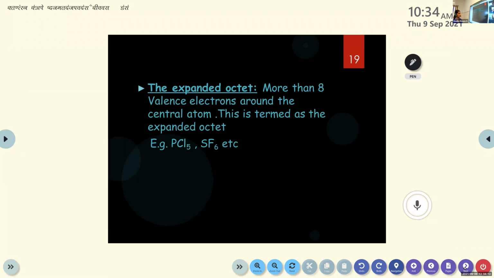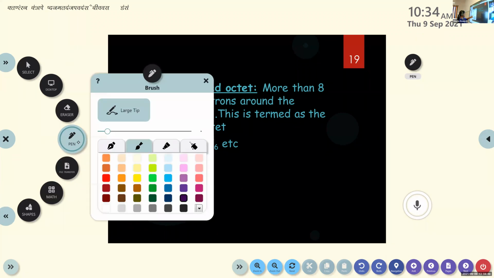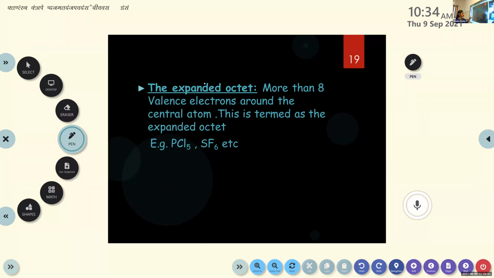Okay, expanded octet. In the case of this one, more than 8 valence electrons around the central atom. In the previous case, you have seen that there were less than 8 electrons, right? When the total number of valence electrons is an odd number, then there are less than 8 electrons after the chemical bonding. Here, more than 8 valence electrons around the central atom. This is termed the expanded octet. Here the examples given are PCl5, then SF6, etc.